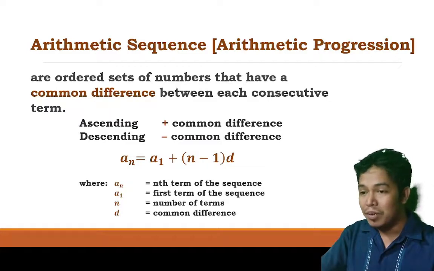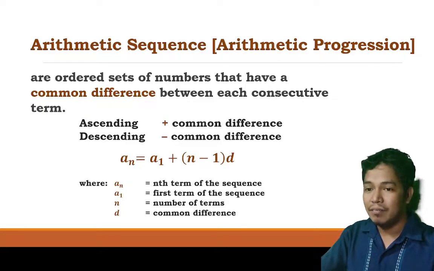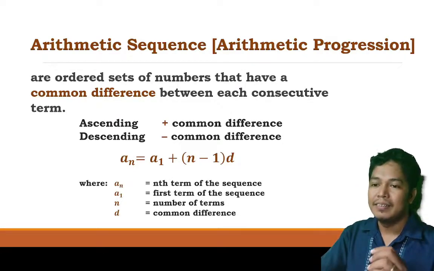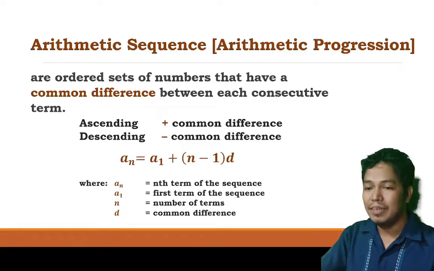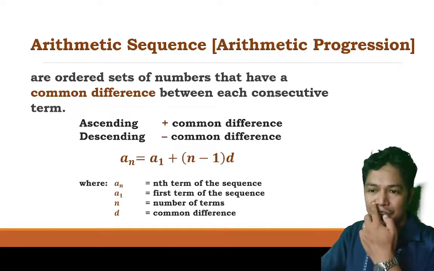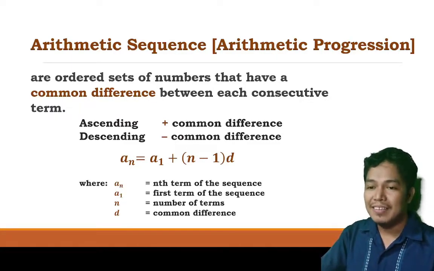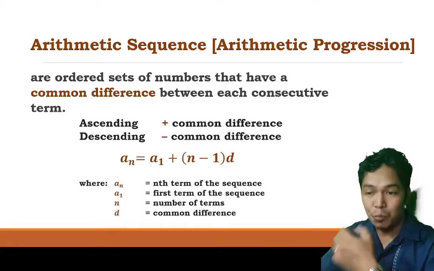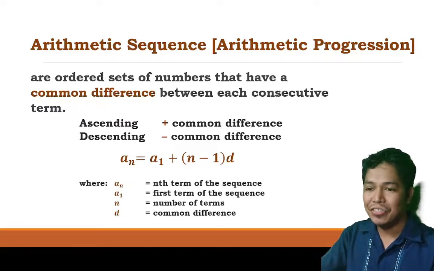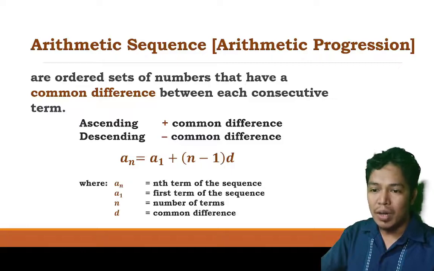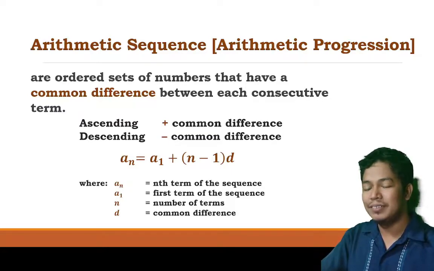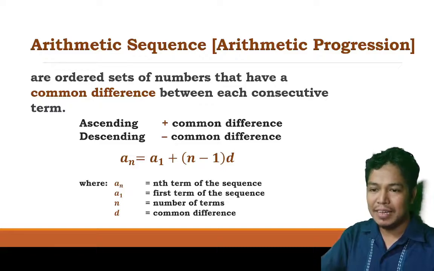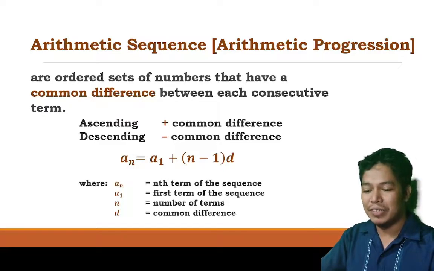And the common difference will be positive if the sequence is in ascending order, and the common difference is negative if the sequence is in descending order. Now we have the general formula: a sub n is equal to a sub 1 plus n minus 1 times d, where a sub n is the nth term of the sequence, a sub 1 is the first term of the sequence, n is the number of terms, and d is the common difference.